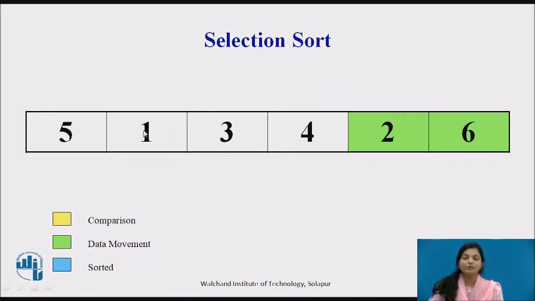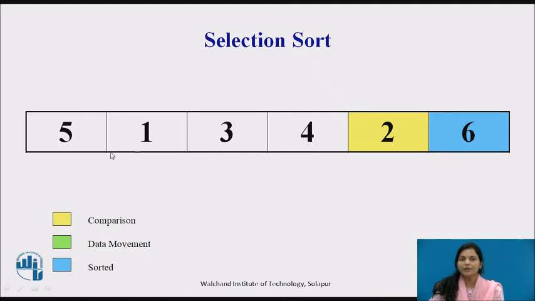Now we are going to find the second largest element. First we will consider 5 as the second largest element, then compare it with 1, it is largest; compare with 3, it is largest; with 4, largest; and compared with 2, it is the largest.